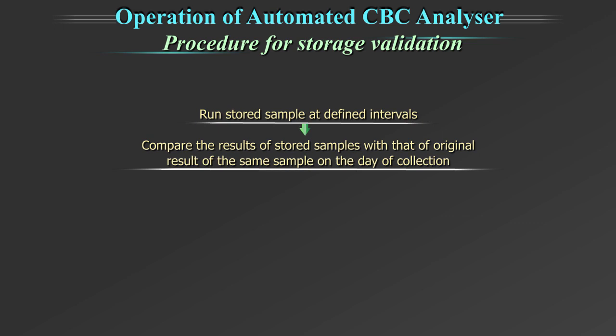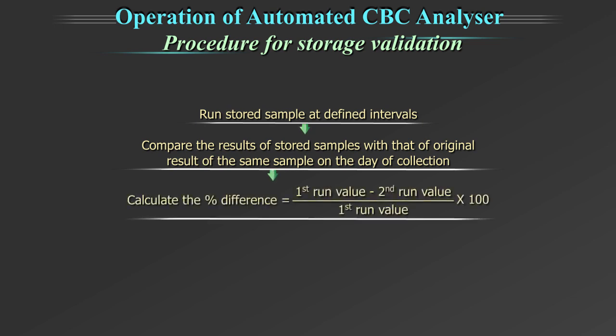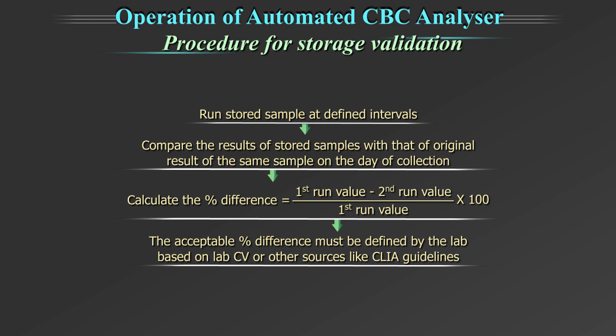Compare the results of the stored samples with that of the original result of the same sample on the day of collection. Calculate the percent difference as the first run value minus the second run value, divided by the first run value, into 100. The acceptable percent difference must be defined by the lab based on the lab CV or other sources like the CLIA guidelines.